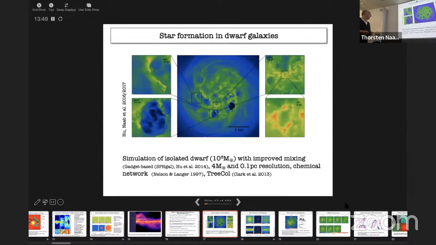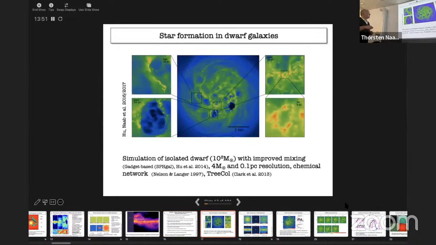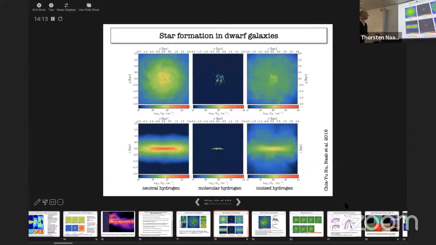So what does this look like? This is a 10^8 solar mass baryon dwarf galaxy, and you can see very nicely the gas phase structure. This is a full realization, the stars, dark matter, and so on. I just show the gas phase here. You see cold filaments, you see molecular cloud rings from individual supernova explosions.